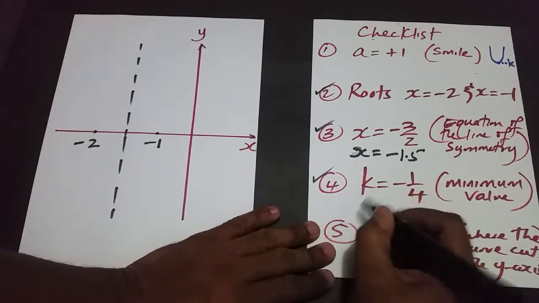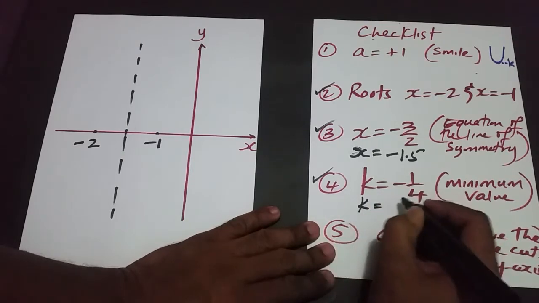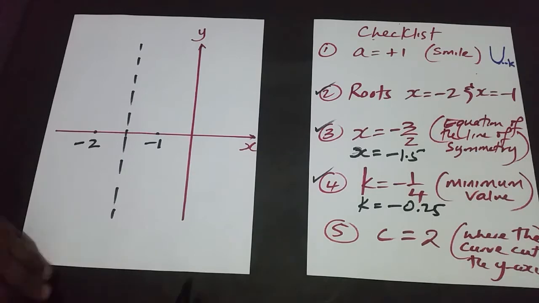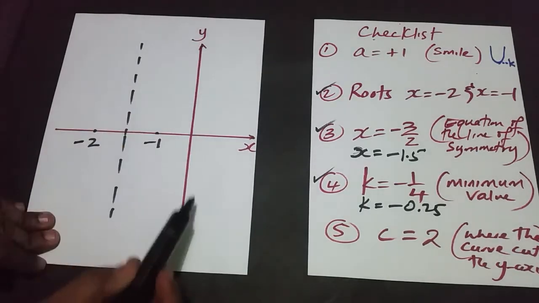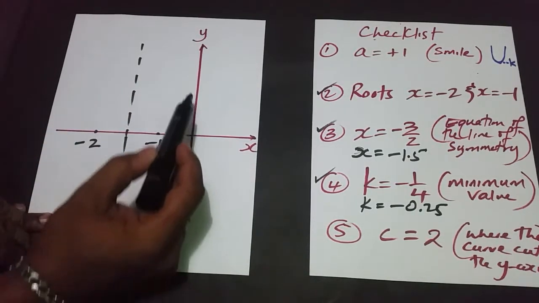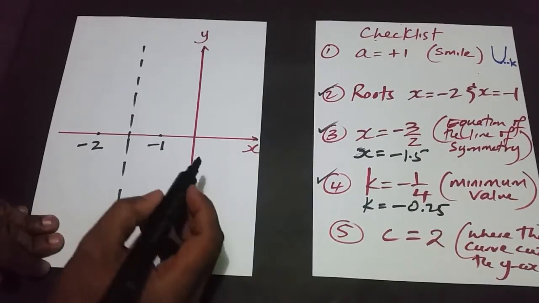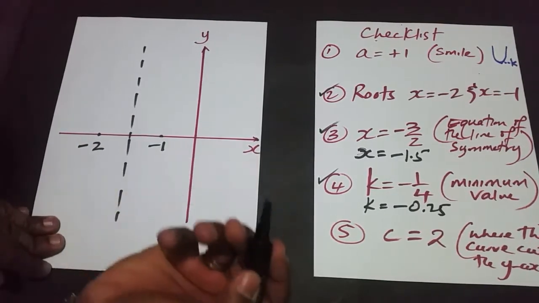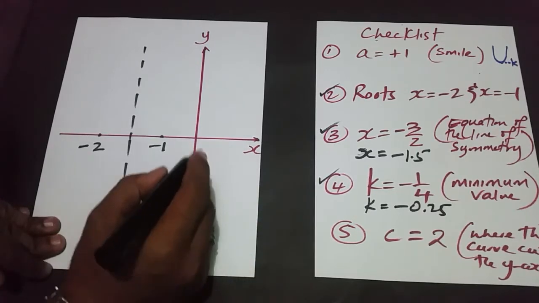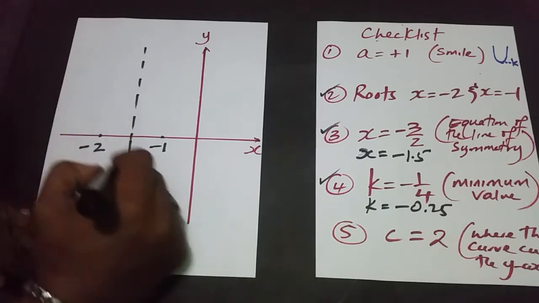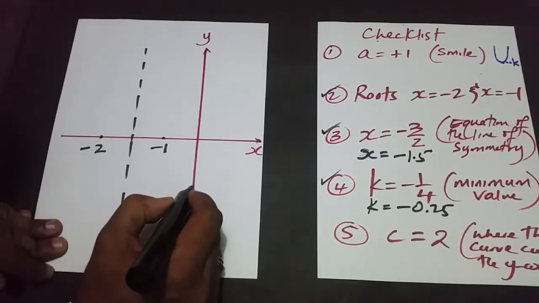But the minimum value is -1/4, and it's also the same if you were to look at it as a decimal, -0.25. And obviously going on the y-axis, this would be 0, and this would be positive values up here, and these would be negative values down here. So I'm simply just going to do an estimate again of where that value would be. So I'm just going to indicate that roughly.